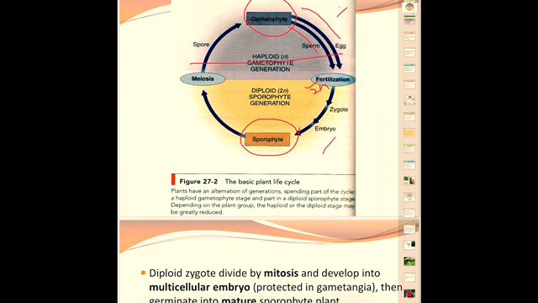This sporophyte will produce spore mother cells. The spore mother cell undergoes meiosis, and from one cell it produces 4 haploid spores. So this spore is haploid. This is the basic plant life cycle for each plant.